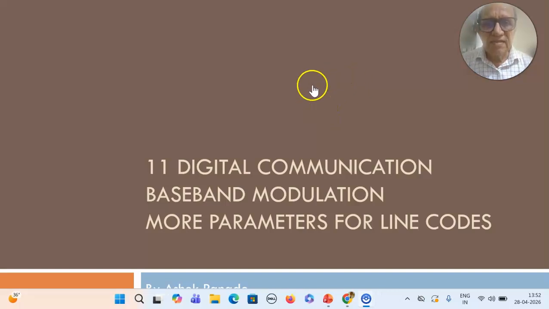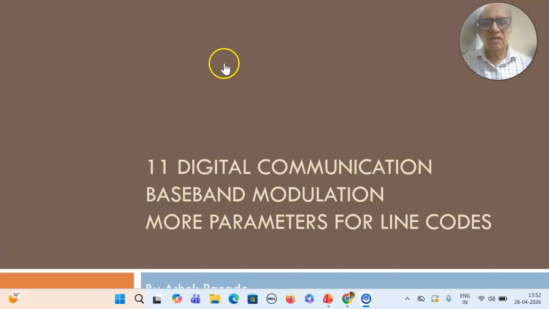So this is the 11th session in the subject of digital communications, and we continue our study of baseband modulation. Now remember, in some of our earlier sessions we have already studied three kinds of signaling methods and also three parameters on the basis of which we can compare these signals. In this session we are going to introduce two more parameters on the basis of which the signaling can be compared, and we'll also introduce one more signaling method. That is what we are going to do.